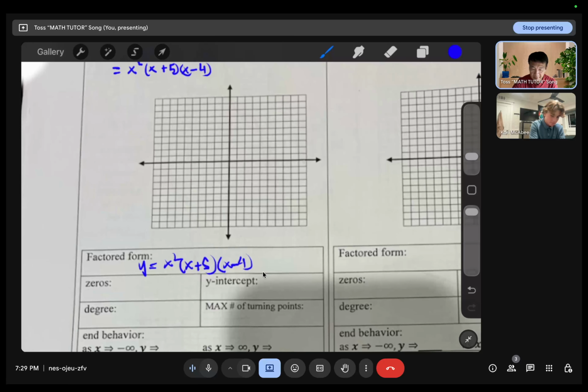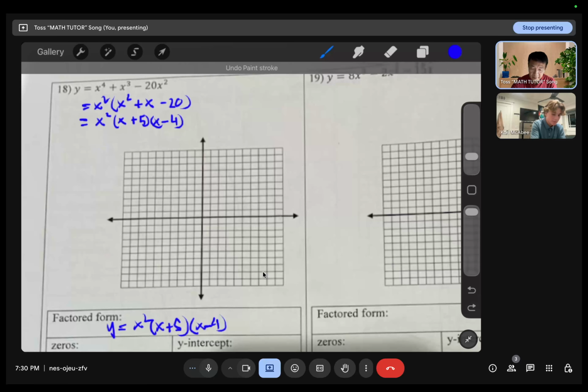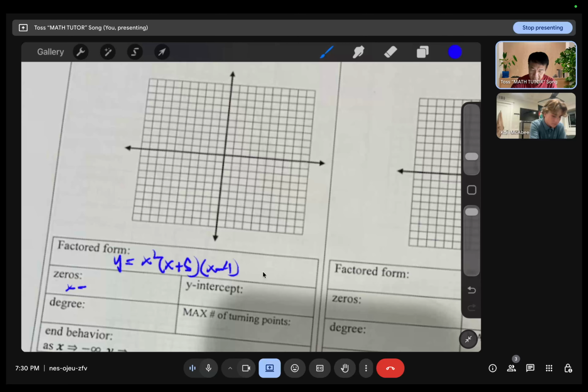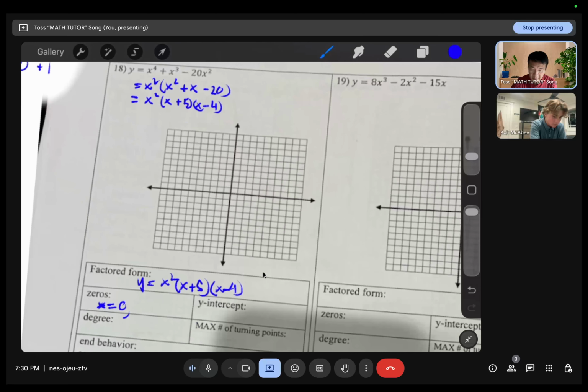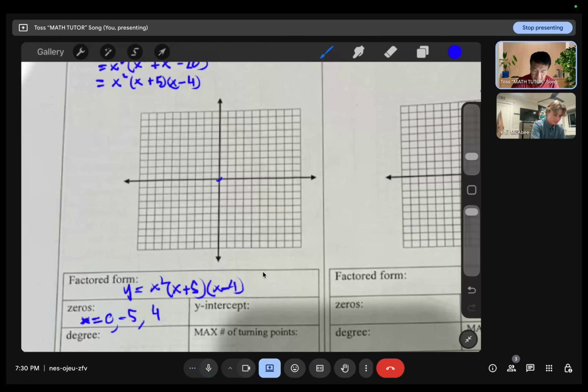Zeros. You're going to set each one equal to 0. X squared equal to 0. It's still going to be 0 for the first one, so x equals 0. The next one is going to be negative 5. You set x plus 5 equal to 0 and solve for it, it'd be negative 5. x minus 4 equal to 0, so it'll be 4. Let's plot that: 0, negative 5, and a positive 4 here. Okay, we'll come back to it.